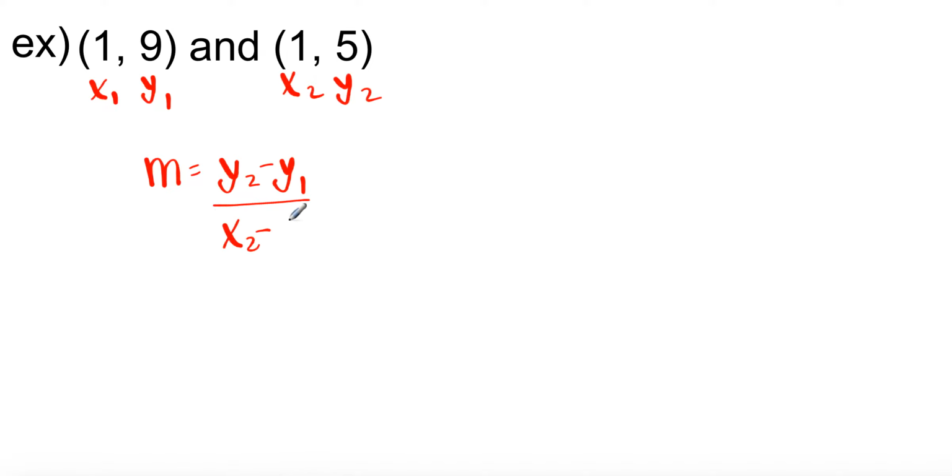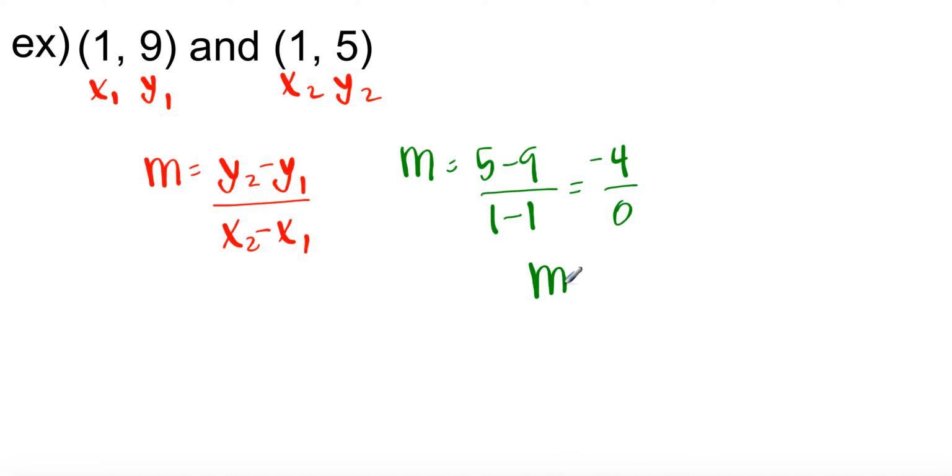Let's take a look at another example. Here we have the ordered pairs (1, 9) and (1, 5). Label this x1, y1, and label this x2, y2. Write your formula down. Change in y, y2 minus y1, over x2 minus x1. We'll plug things in. The numerator gives me 5 minus 9 over 1 minus 1. 5 minus 9 is -4 over 0, and you cannot divide by 0, so now our slope is undefined.